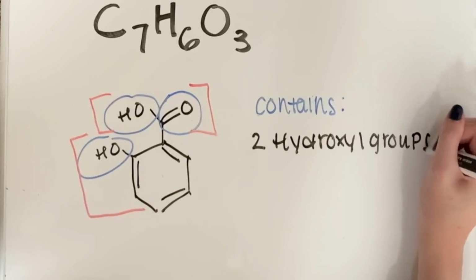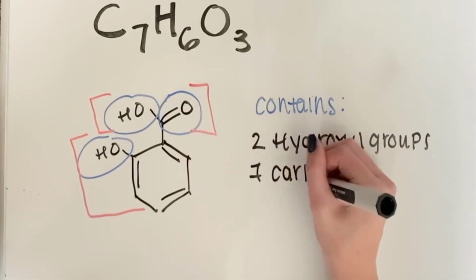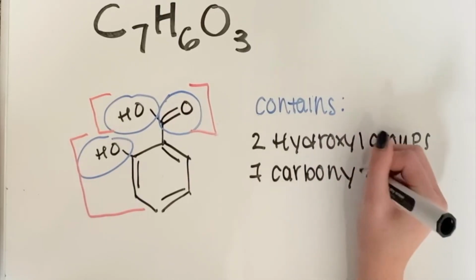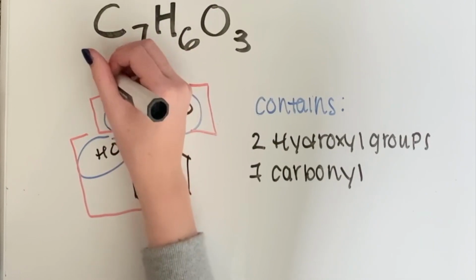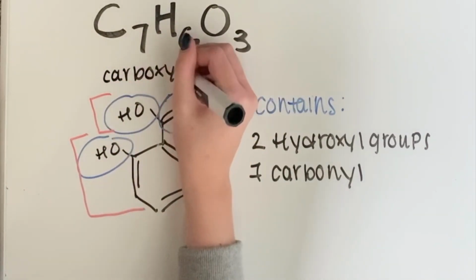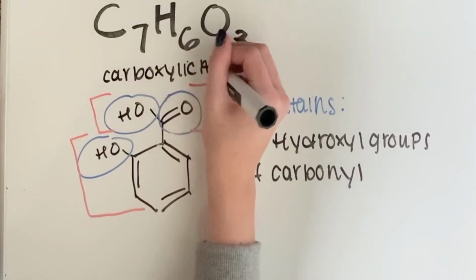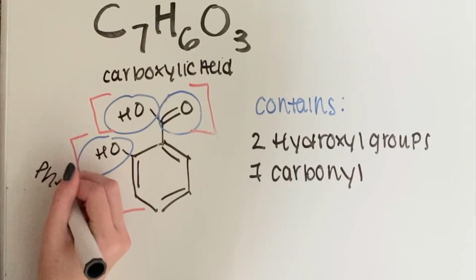Salicylic acid is able to form hydrogen bonds. There are 2 hydroxyl groups and 1 carbonyl group present in the compound. The combination of one of the hydroxyl groups attached to the carbonyl makes up carboxylic acid, whereas the remaining hydroxyl group attached to the carbon ring makes up phenol.